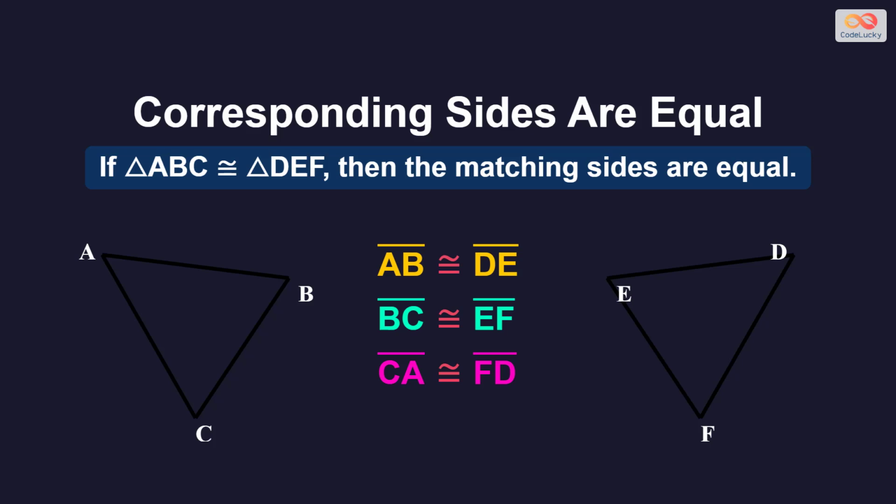The same rule applies to the sides. The side formed by the first two letters, AB, corresponds to the side formed by the first two letters in the other triangle, DE. The side from the second and third letters, BC, corresponds to side EF, and finally, the side from the third and first letters, CA, corresponds to side FD.